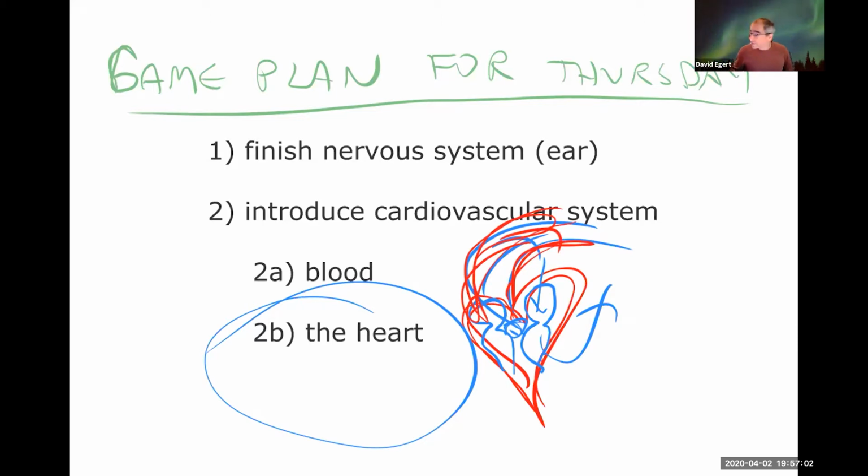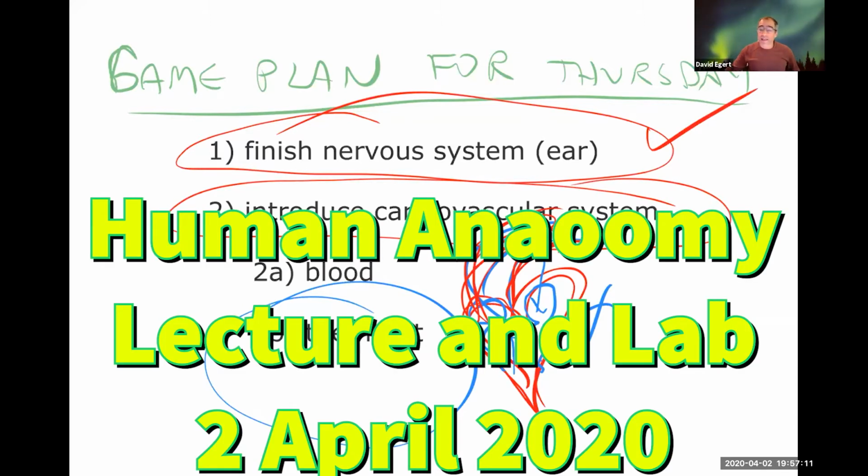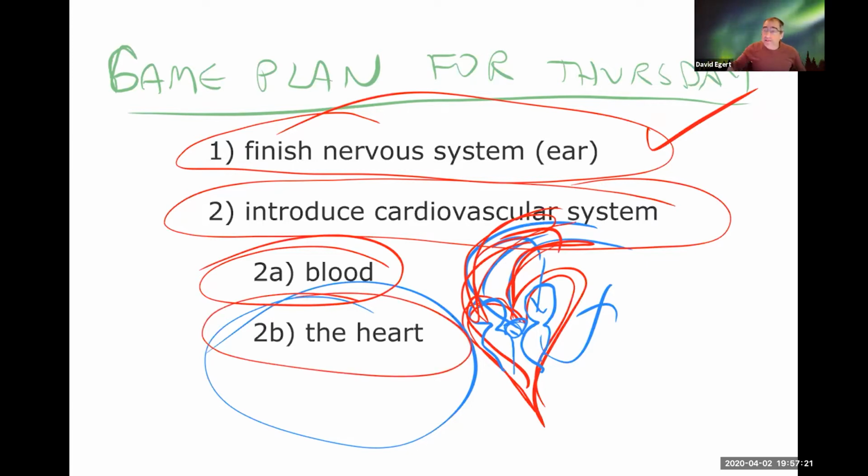So that is our plan for today. We're going to finish the ear, introduce the cardiovascular system where we're going to lay out the basic scheme of the whole thing, and then focus in on blood and the heart. And then next week, we'll go into the blood vessels and talk about all the vasculature. And after that, that's going to be the division point for the first major exam.